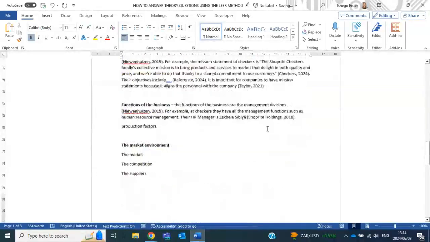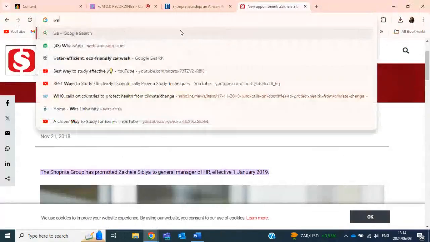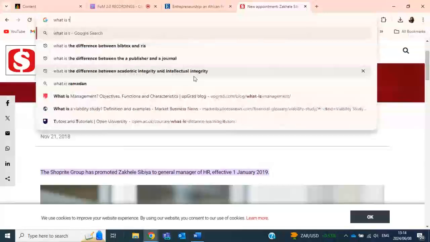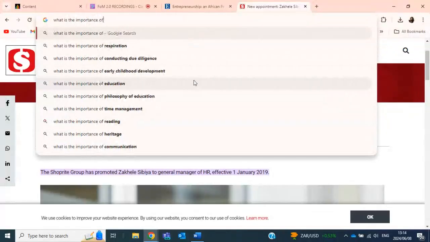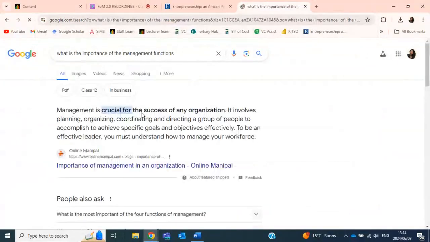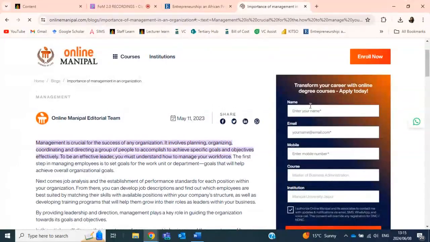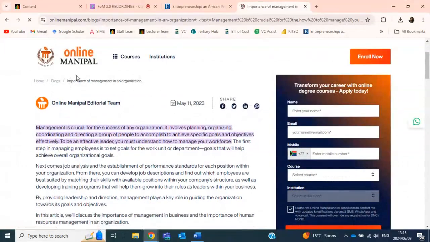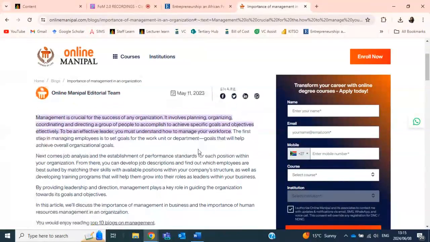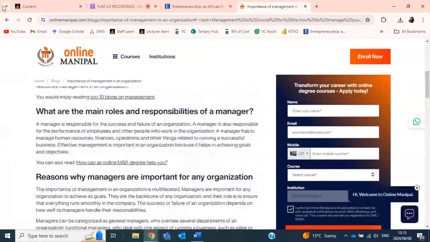And then if all fails, you will say to yourself, what is the importance of the management functions? So if you Google something like that, you find: management is crucial for the success of an organization. And I already love the sentence. It's by Online Manipal. I don't know what website this is. It's a blog, it seems. Let's see, do I trust it? Yeah, it's okay. I just don't like the fact that it doesn't have an author. So maybe I would exit this one.